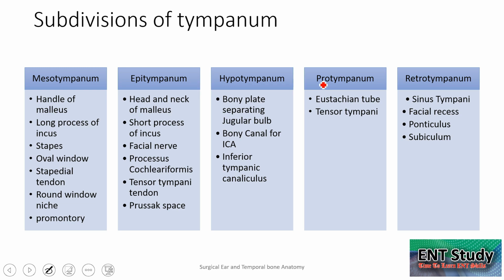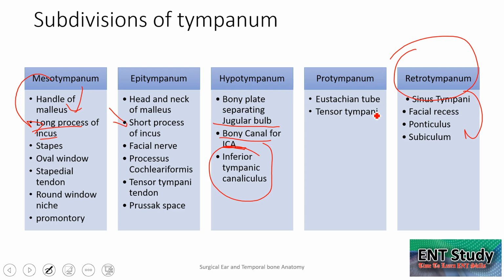What's important to understand is that the mesotympanum is only housing the long process of incus and handle of malleus, while the head and neck of malleus and short process of incus are not part of mesotympanum. They're parts of epitympanum. Hypotympanum is going to have a lot of other important spaces like the bony canal, which is separating the internal carotid artery and the jugular bulb, and an important landmark which is known as inferior tympanic canaliculus that we just studied. The retrotympanum has a lot of other spaces, each of which we will be discussing in the upcoming slides.